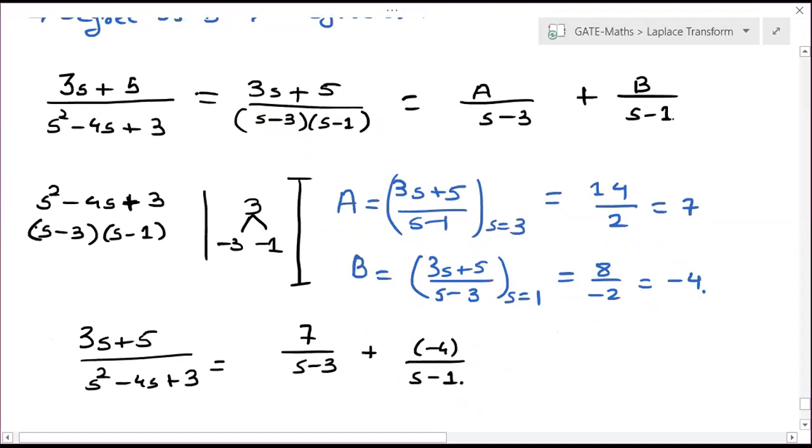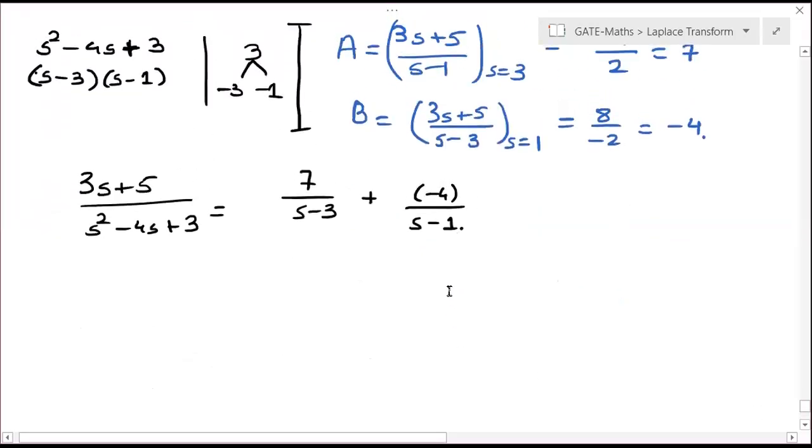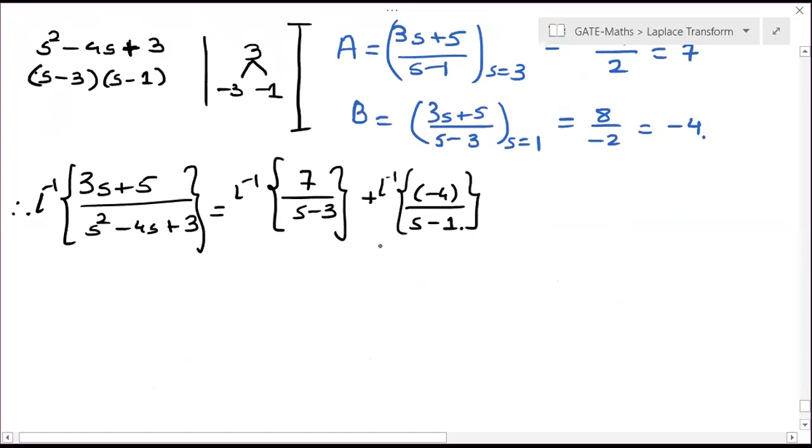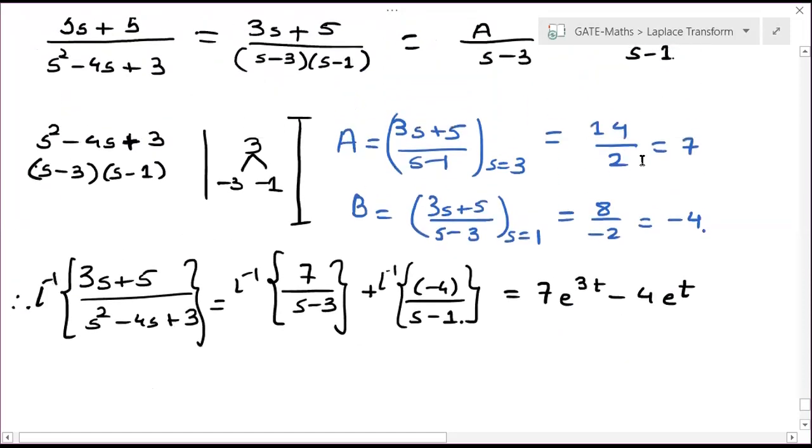Now you just have to find its inverse Laplace. So let us apply the inverse Laplace on both sides. The Laplace inverse of this is equal to the Laplace inverse of this plus the Laplace inverse of this. So it is 7 constant, e to the power 3t, minus 4 constant, e to the power t. Is it the same answer or not?